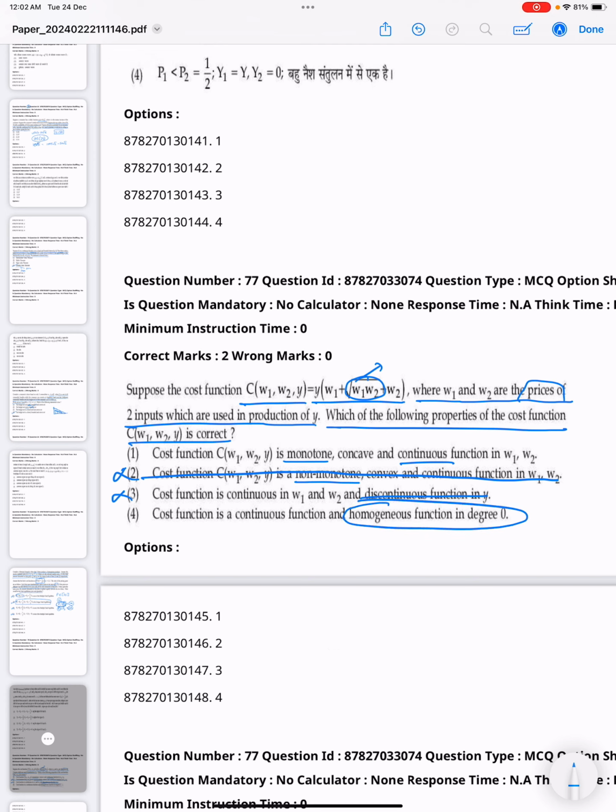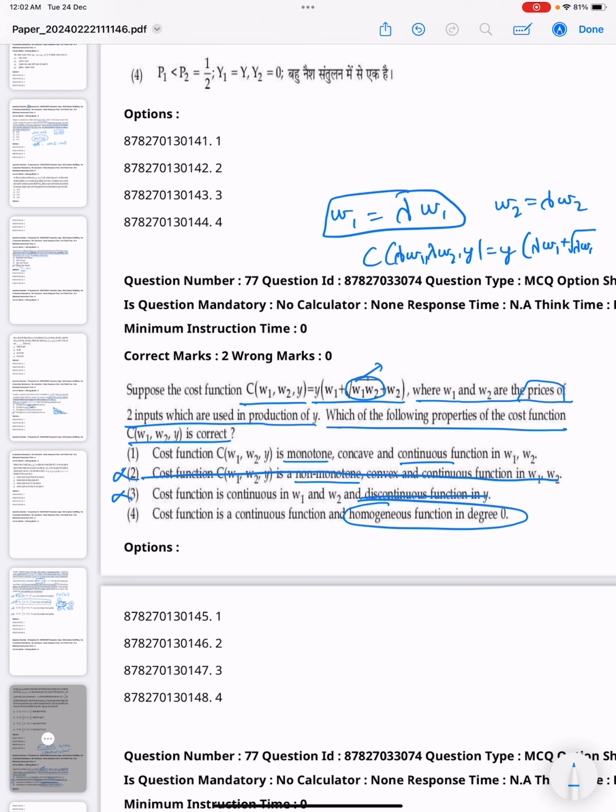Now if we scale W1 to alpha W1 and W2 to alpha W2, the cost function would become C of alpha W1, alpha W2, y equals y times alpha W1 plus under root of alpha W1 alpha W2 plus alpha W2. So this would be alpha times W1 plus root W1 W2 plus W2. So in this case, it is an increasing homogeneous function of degree 1. So the answer would be 1.